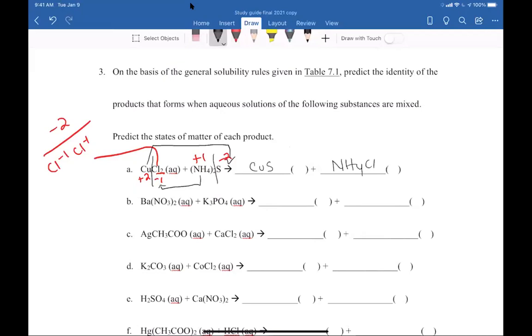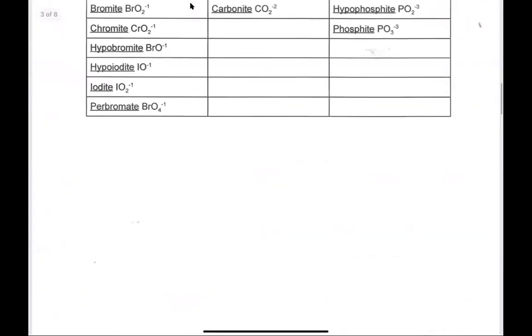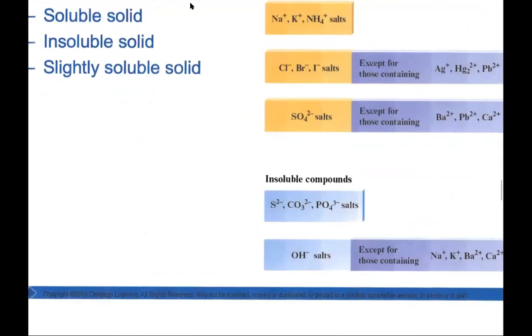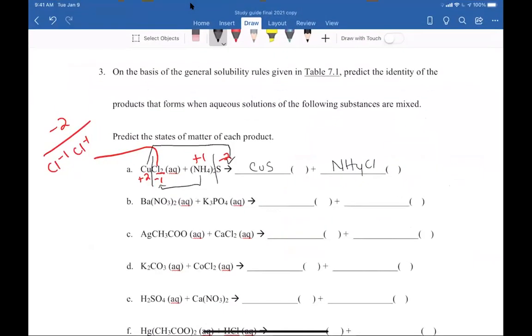Lastly, we need the states of matter. So we need to go back to this sheet. First, we have CuS. There's nothing about Cu at the top, but there is something about S. S is considered insoluble, meaning it won't dissolve in water, so it's a solid.